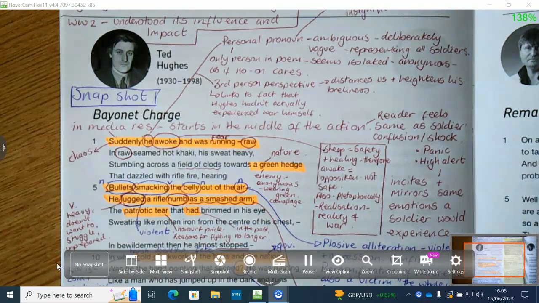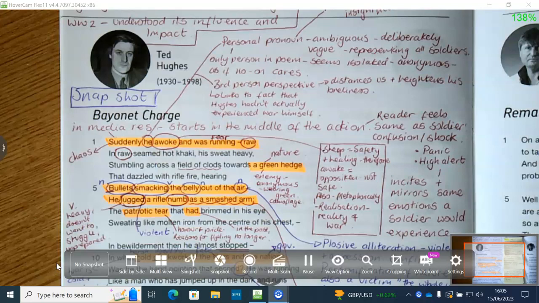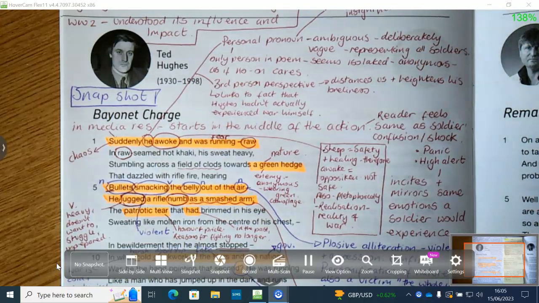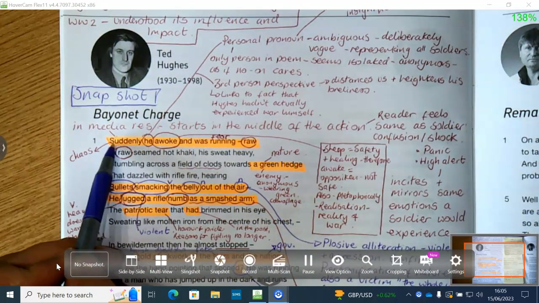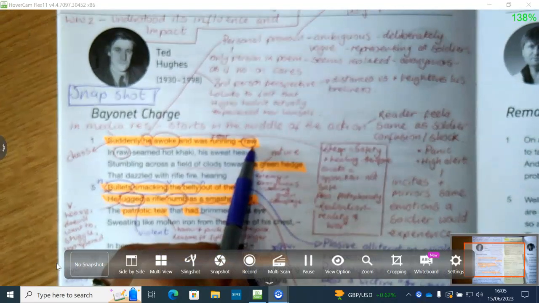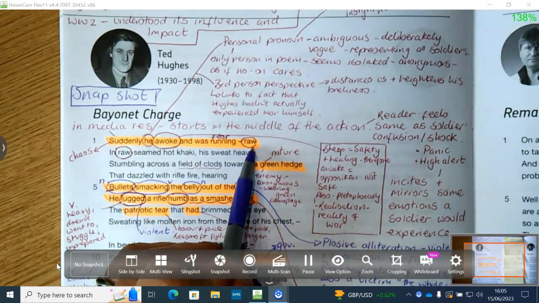Let's have a look at this first line. "Suddenly he awoke and was running raw." Okay, just this bit here. Make sure you've got that highlighted. And at any point, if you need to stop and pause the video to make notes, that's absolutely fine.